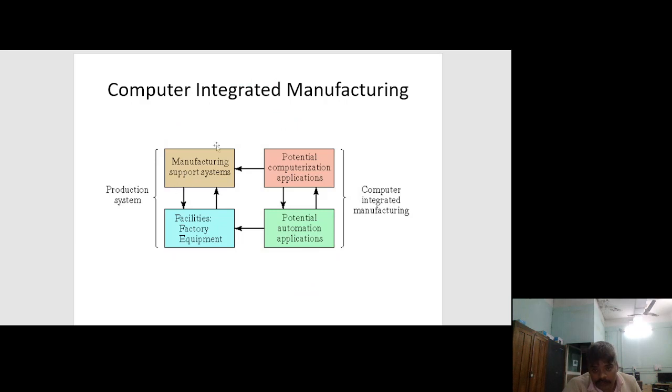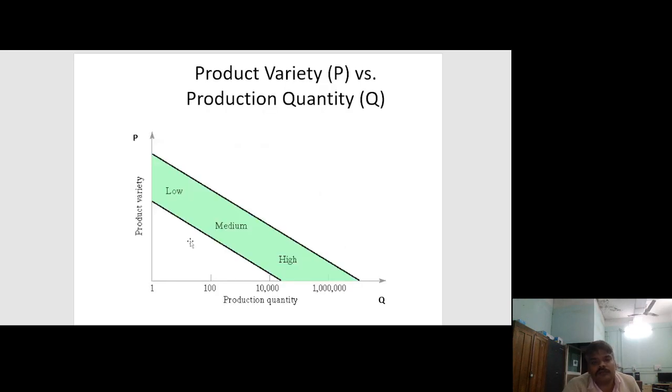Computer integrated manufacturing. Here some more things come into the picture. This is the use of computers during the manufacturing system. Potential computerized application, potential automation application. So by using these two things, manufacturing goes towards computer integrated manufacturing.